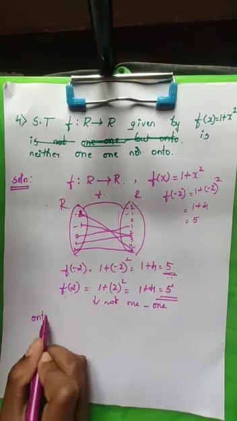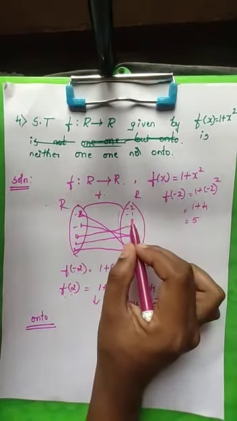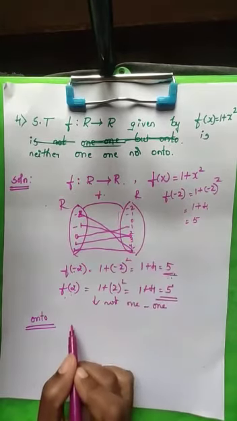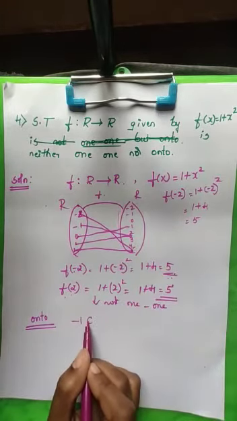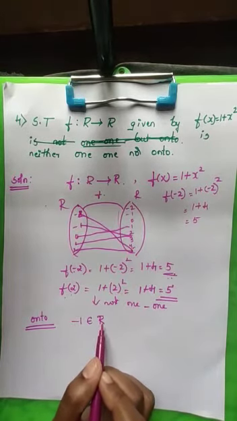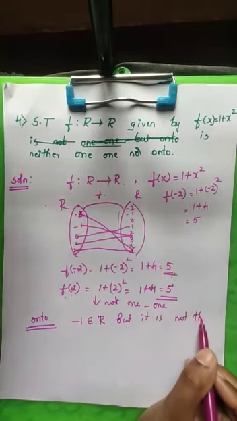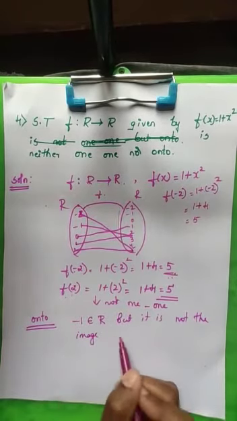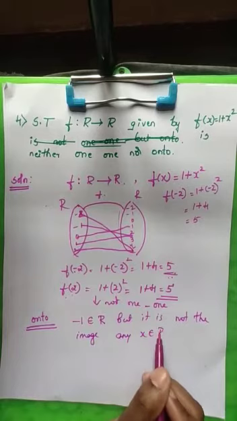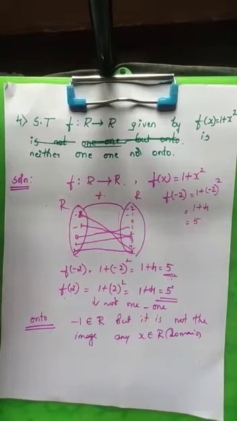Now why is it not onto? Because if you take any negative number, it is not an image. -1 belongs to the codomain. Here the codomain is R, but -1 is not the image of any x in R, that is, in the domain. It's not only about -1. If you take any negative number, including 0, it is not the image of any number in the domain.